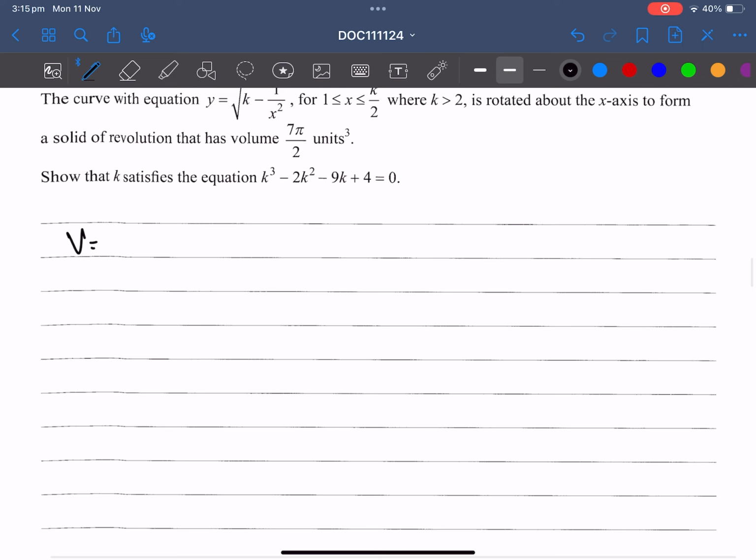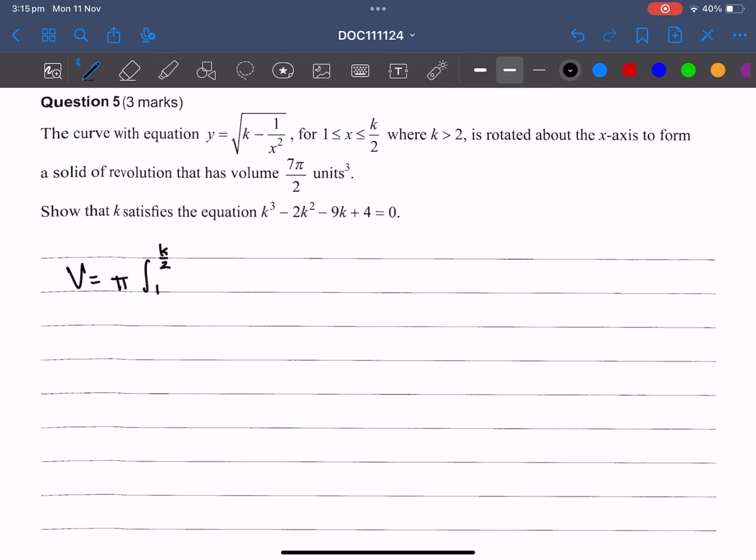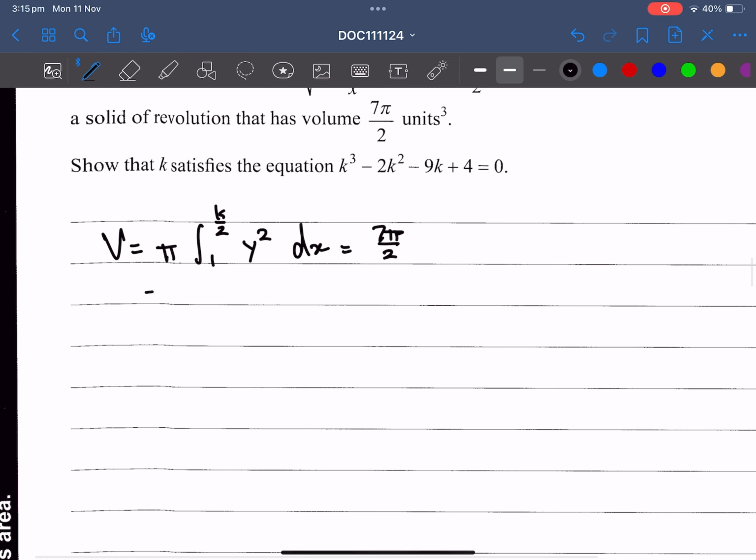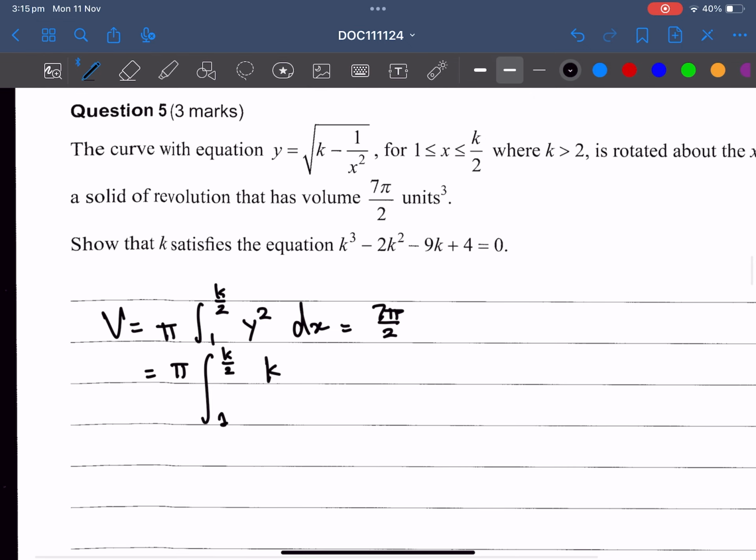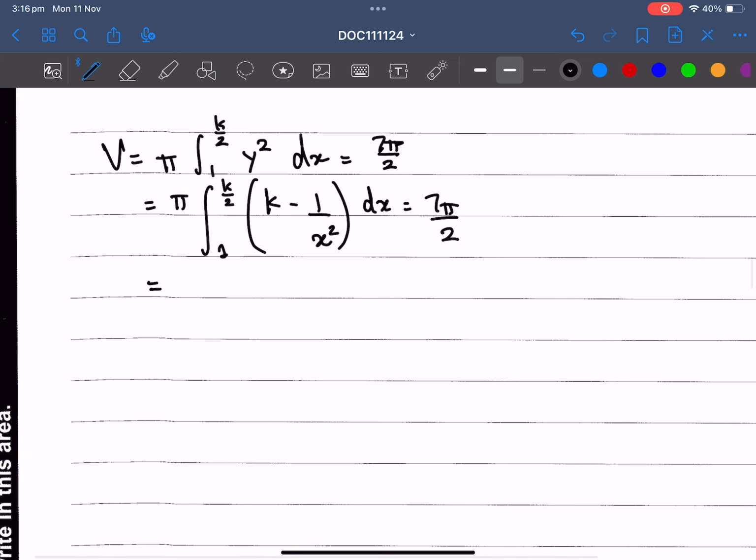Okay, well, so we know that the volume formula is just pi times the integral from 1 to k on 2 of y squared dx, and that has to equal 7 pi on 2, right? So we'll get pi times the integral from 1 to k on 2 of (k minus 1 on x squared) dx equals 7 pi on 2. So the integral from 1 to k on 2 of (k minus 1 on x squared) dx equals 7 on 2. I took the pi out of here.